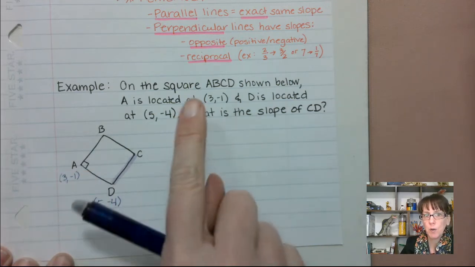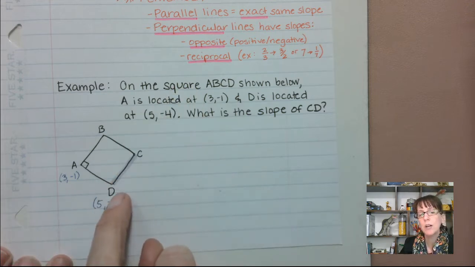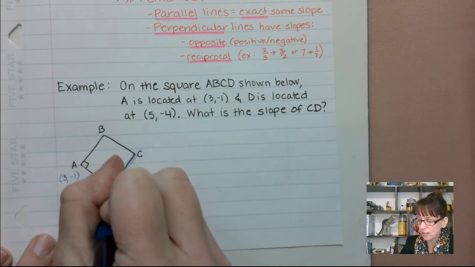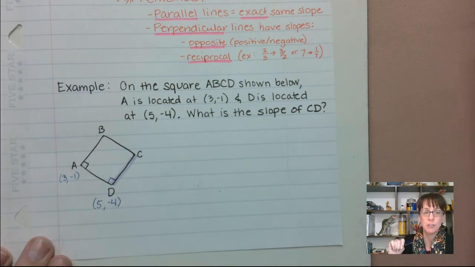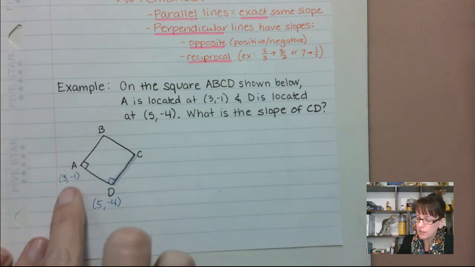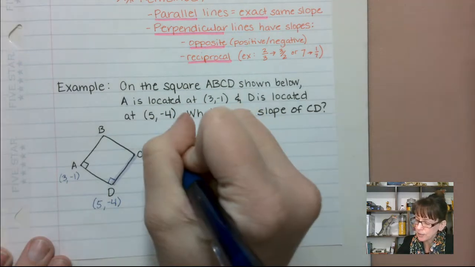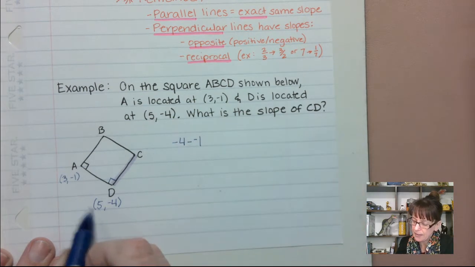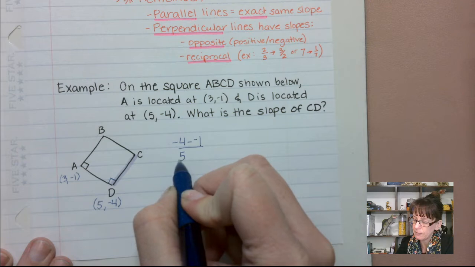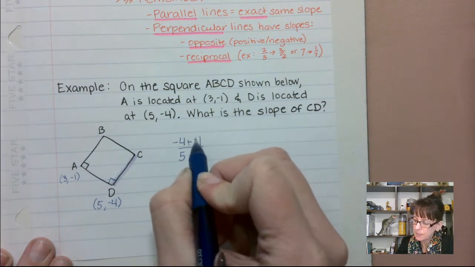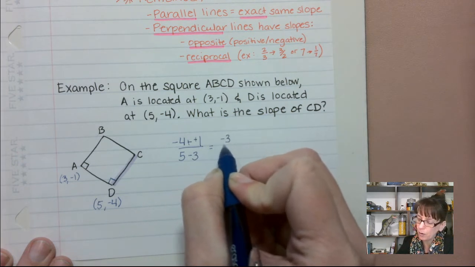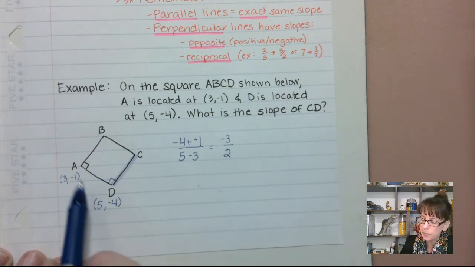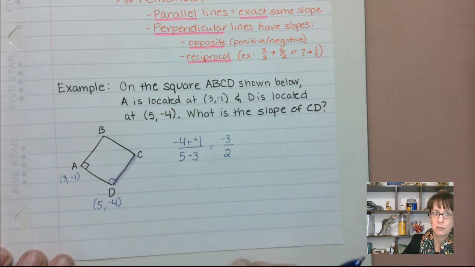If this is a square, which it says it is, then we know that these lines have to be perpendicular because they create right angles, and squares have 4 right angles. All the angles are right angles. So let's find the slope between these 2 points. We're going to say -4 minus -1, over 5 minus 3. Add the opposite there. I get -3 over 5 minus 3, which is 2. So the slope of AD is -3 over 2.